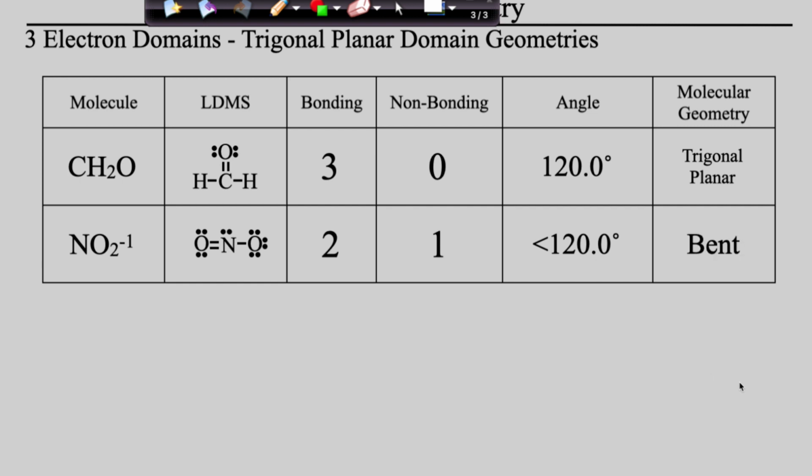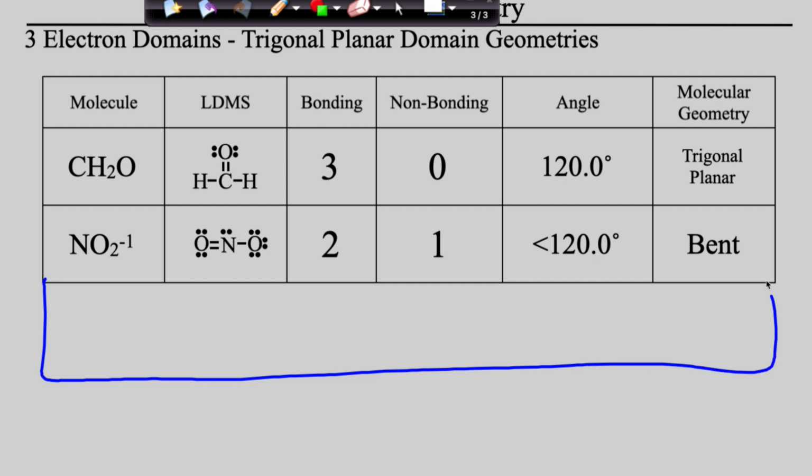Guys, the molecule is bent. So at this point, it always brings up an interesting question: why did we not put another row down here where we talk about a molecule that has 1 bonding domain and 2 non-bonding domains? And guys, the reason we didn't do that is because we don't need to.